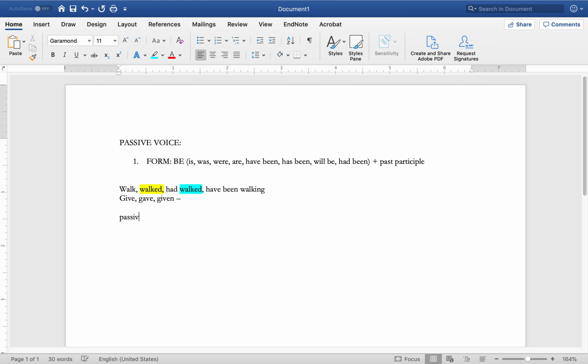So this is passive one example. The chancellor had been given many awards before he came to NCCU, right? So in this case, we've got a form of the verb to be, right? Had been. That's our be verb. And then given is our past participle.